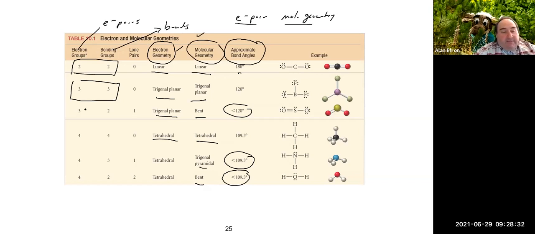So obviously, at this point you need to be able to draw a correct Lewis structure, calculate things like formal charge, figure out bond polarity, whether the individual bonds are polar or nonpolar, and figure out the electron pair geometry name and the molecular geometry name. Any questions up to this point?